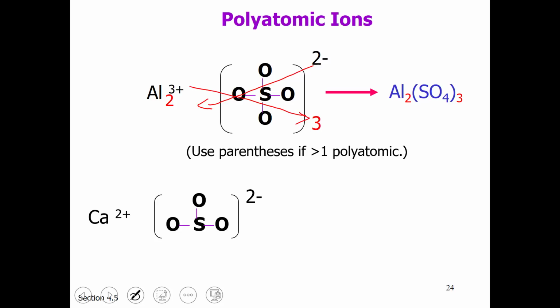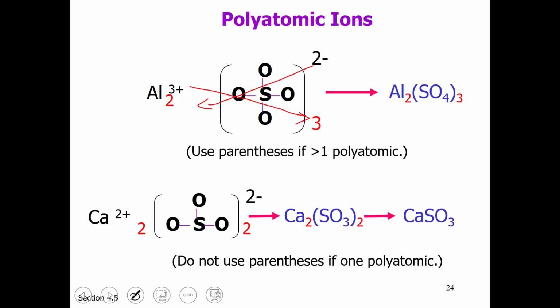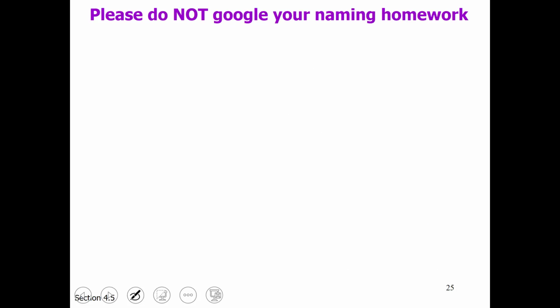On the other hand, if we want to make a compound between calcium and sulfite, first, when we crisscross, we would have a subscript of 2 for them, but of course we can simplify. Once we are down to 1 polyatomic, you do not need parentheses. So that is just CaSO3.